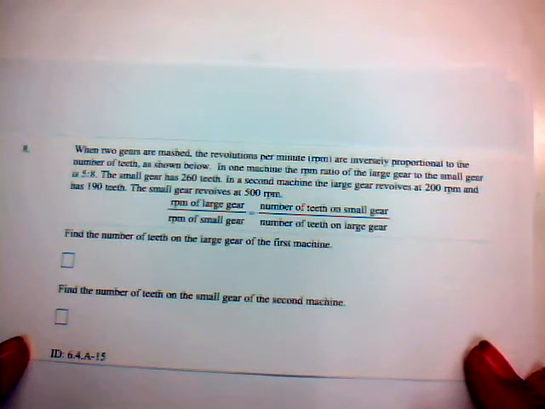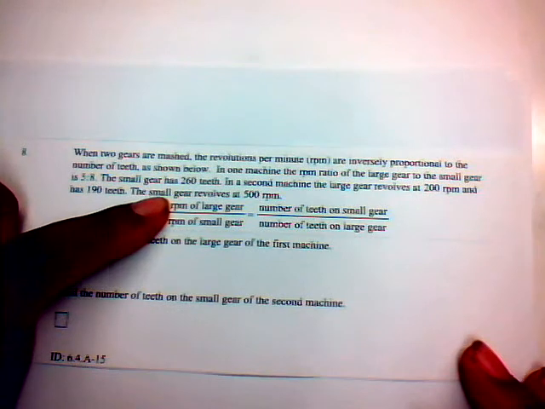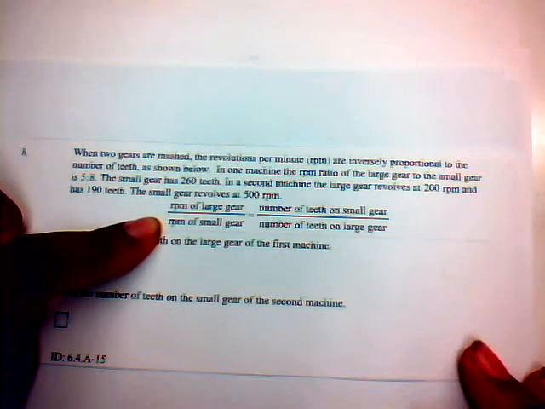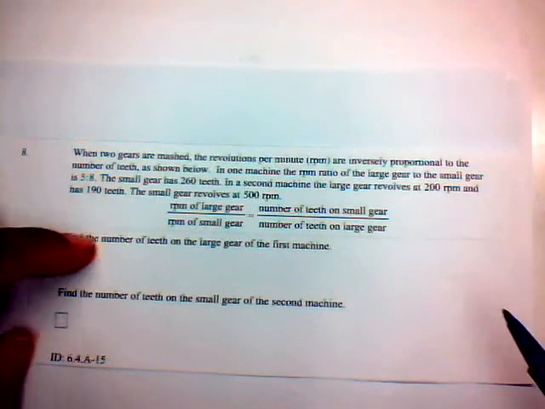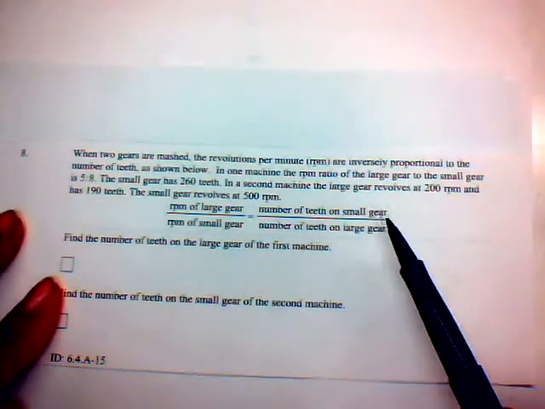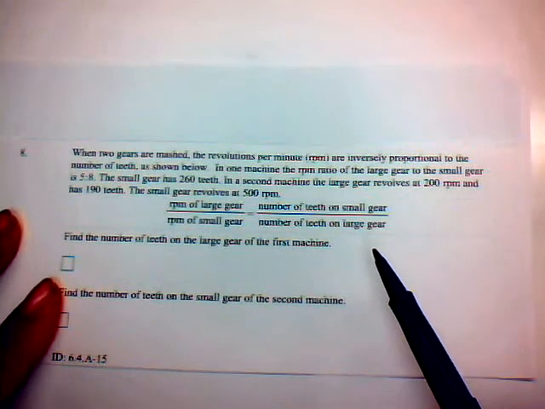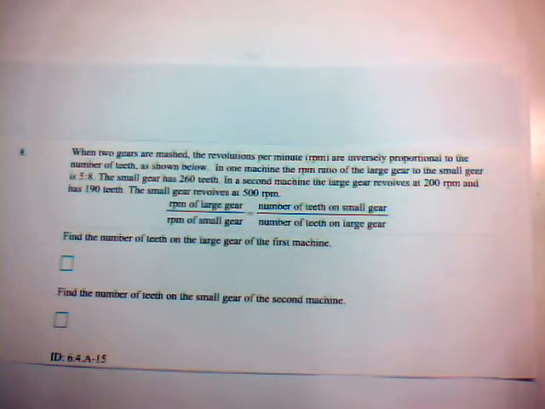In the second machine, the larger gear revolves at 200 RPM and has 190 teeth. The smaller gear revolves at 500 revolutions per minute. And this is the ratio: RPM of the large gear to RPM of the small gear. That's the same as the number of teeth on the small gear to the number of teeth on the large gear. Okay, now let's find the number of teeth on the large gear of the first machine.